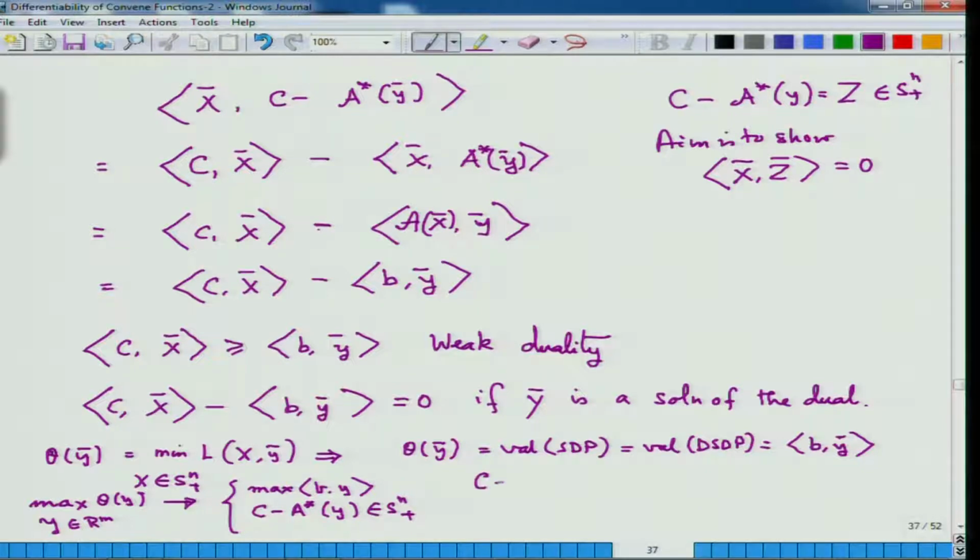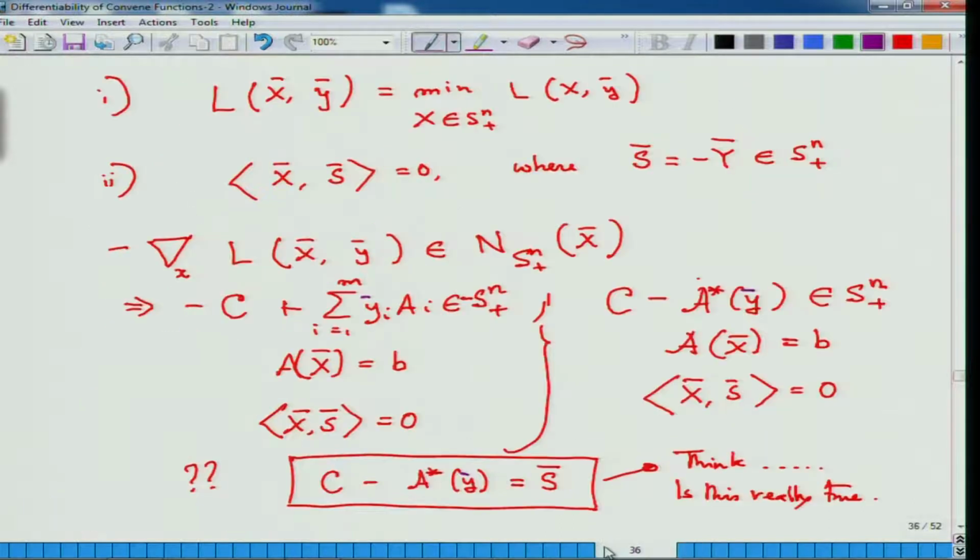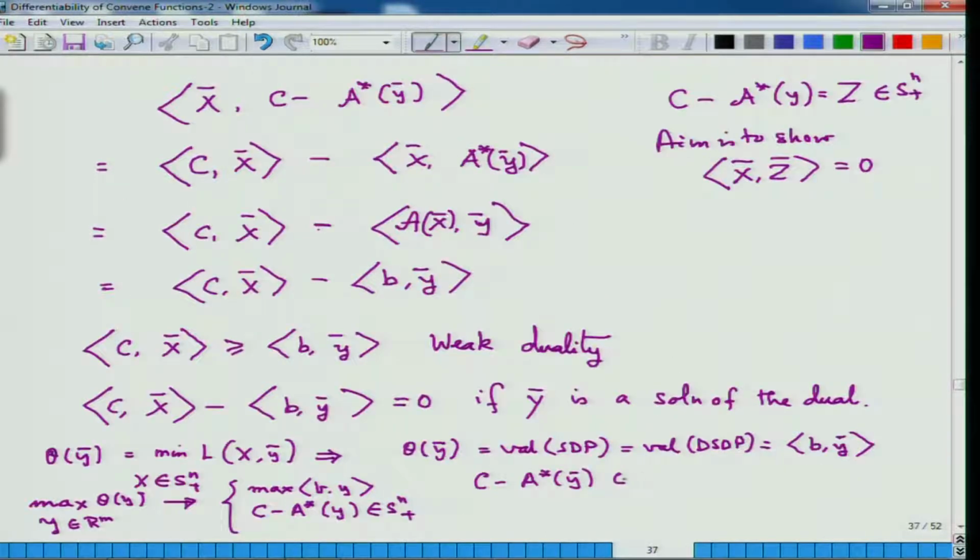So, I already know that C minus A star y bar from our previous result is already an element of Sn plus. And theta y bar, which corresponds to the objective value of the dual variable, is the same as By bar, that is, theta y bar is the maximum dual objective value. So By bar is equal to theta y bar, and that is equal to 0.